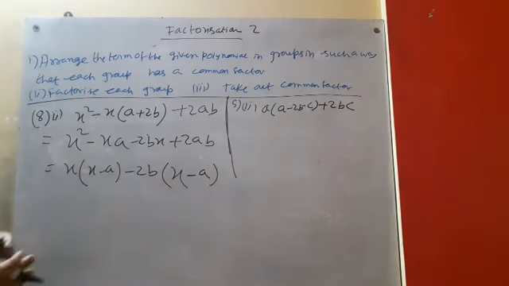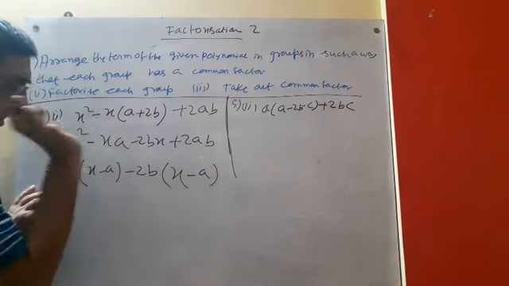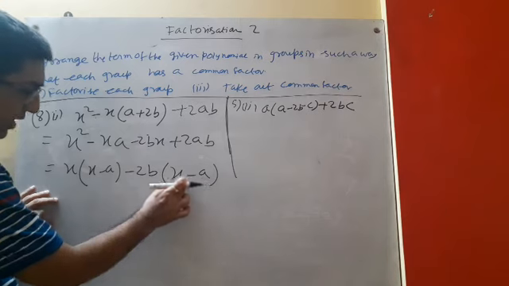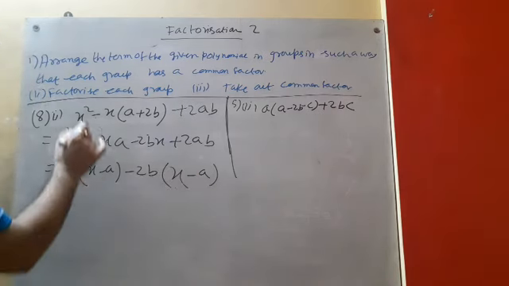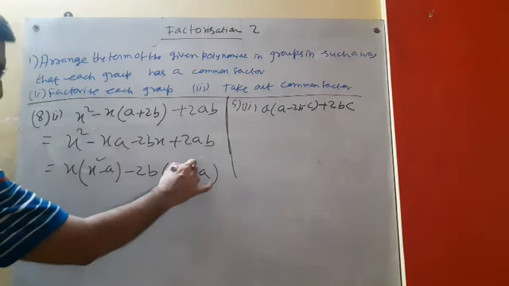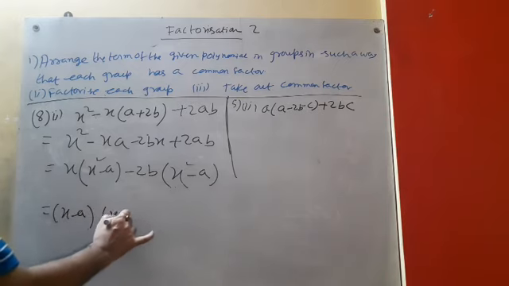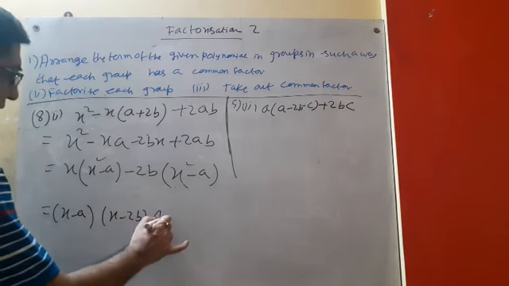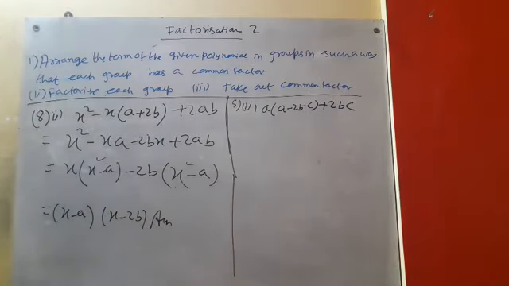How will you check whether it is right or wrong? Look, minus 2b into x is minus 2bx, minus 2b into minus a is plus 2ab, right? That means it is okay. Now factorize each group. Take out the common factor. What is the common factor? x minus a. So this is the common factor you have taken, x minus 2b. This is the answer.